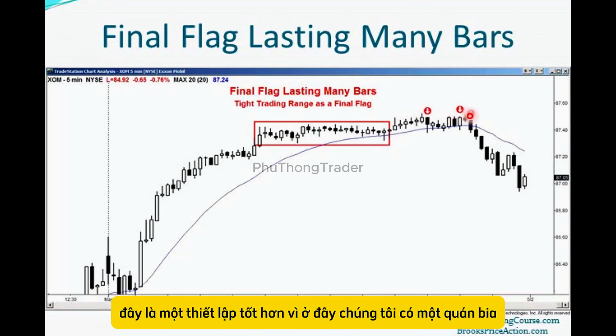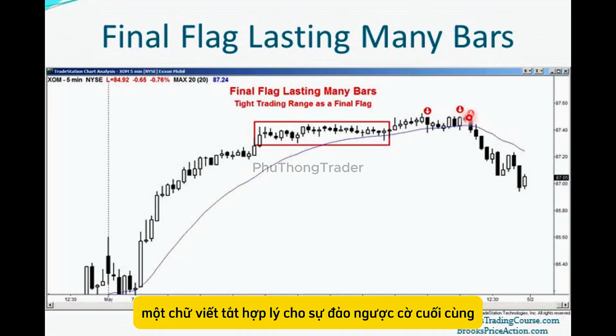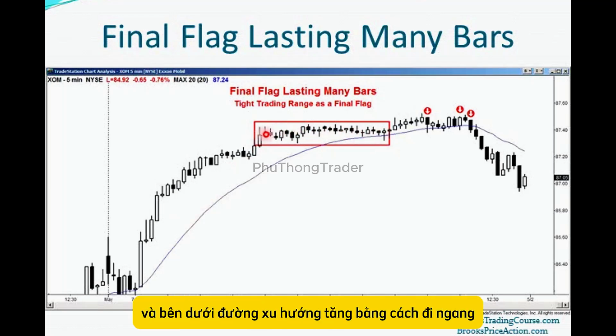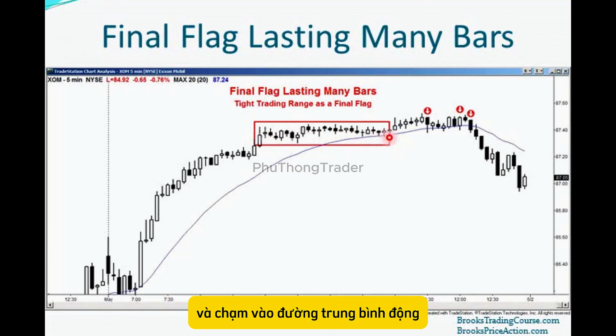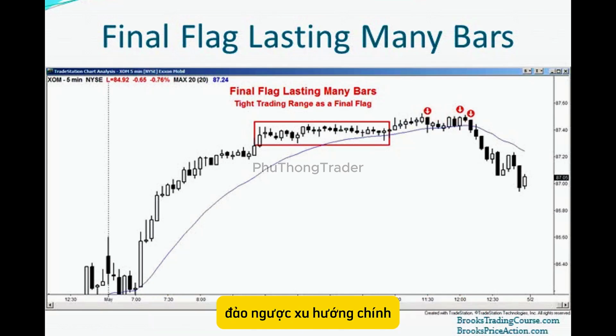Here's a better setup because here we have a bear bar and then a second bear bar. So shorting one of these is also a reasonable short for a final flag reversal. It's also a higher high major trend reversal. We have a bull trend. You can draw a trend line across like this. The market broke through the bull channel and below the bull trend line by going sideways, and it touched the moving average. And now we have a higher high, and now we have a lower high. So we have a higher high major trend reversal and a lower high major trend reversal.